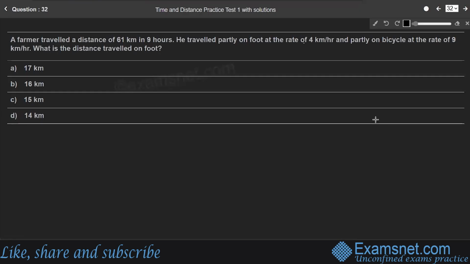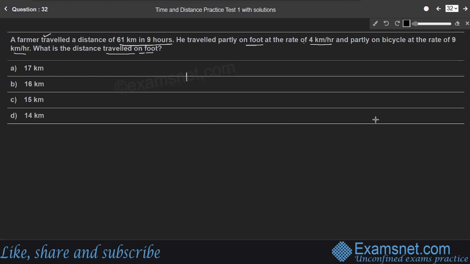Question 32. A farmer traveled a distance of 61 km in 9 hours. He traveled partly on foot at the rate of 4 km per hour and partly on bicycle at the rate of 9 km per hour. What is the distance traveled on foot?